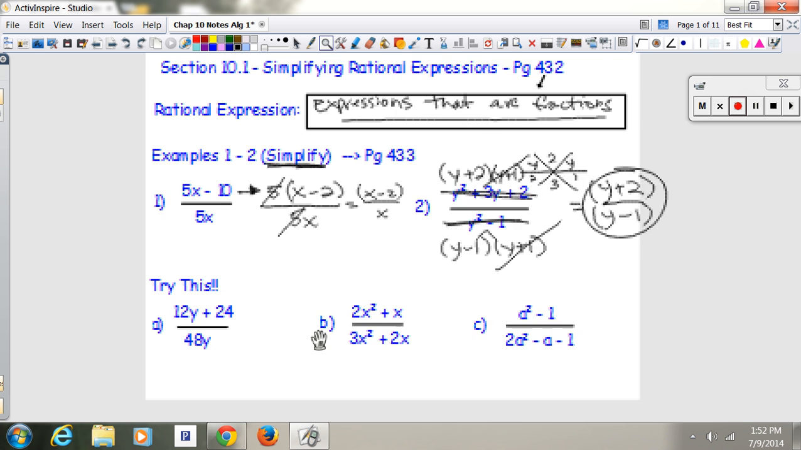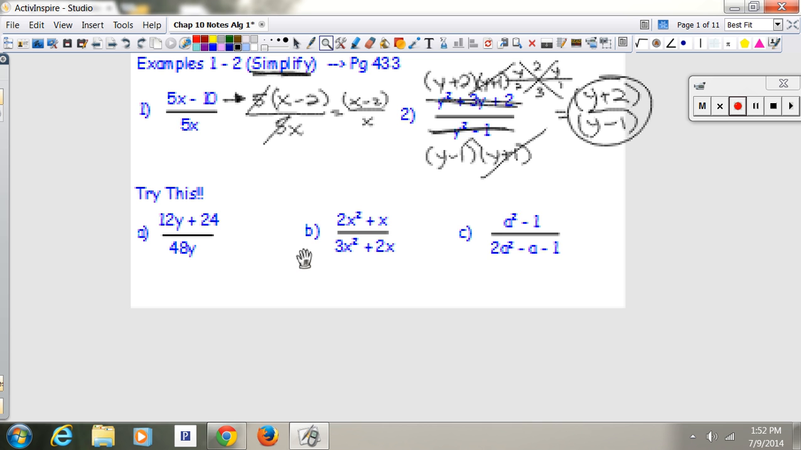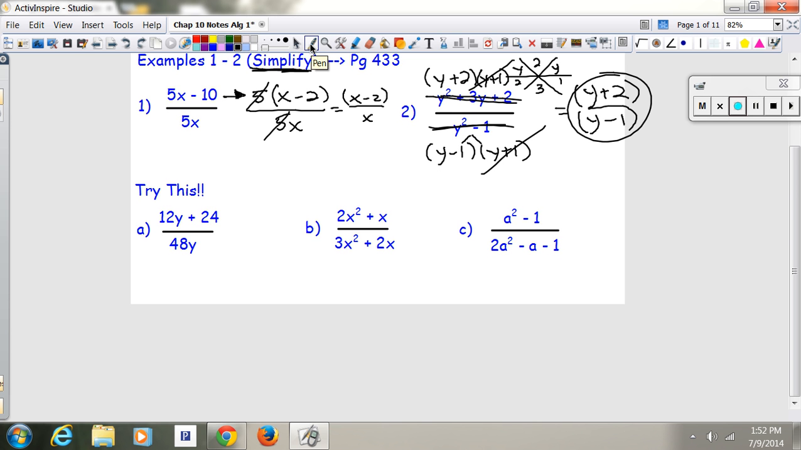All right, so let's try the bottom 3 here. A common factor is 12. You're going to be left with y plus 2 and 48y at the bottom. And 12 and 48 can be reduced by 12. You get a 1/4. So your answer is y plus 2 over 4y. That's how fast they can go. It can go pretty quick.